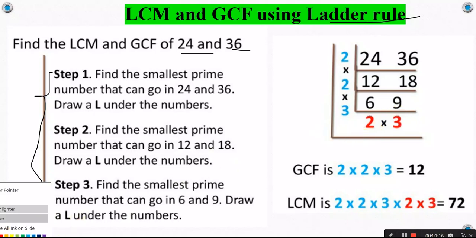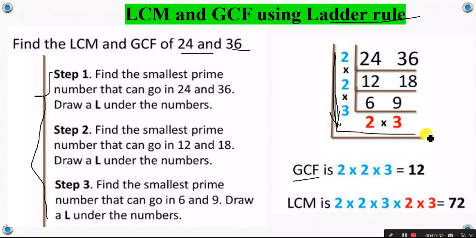When we multiply only the first column, we get the greatest common factor. And when we multiply the first column and the last row, we get the least common multiple. So 2 times 2 times 3 is 12. Again, to get the least common multiple, we multiply in an L shape: 2 times 2 times 3 times 2 times 3. So we get 72. So 72 is the least common multiple of 24 and 36.